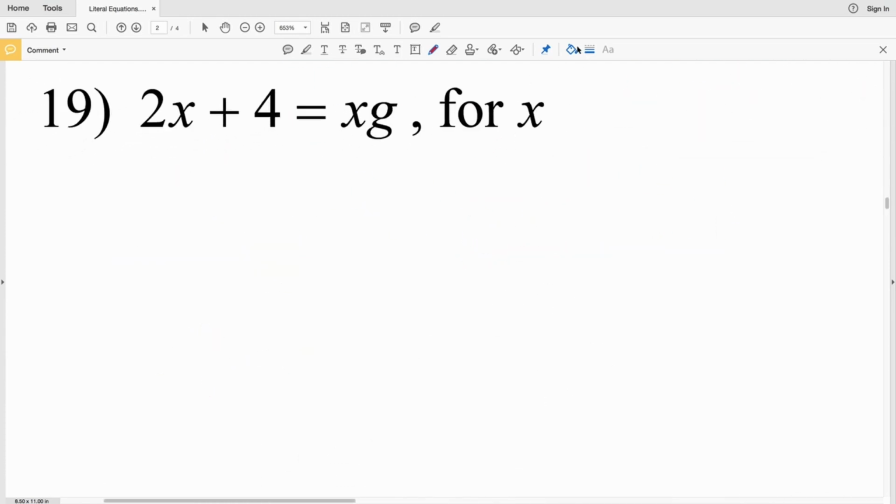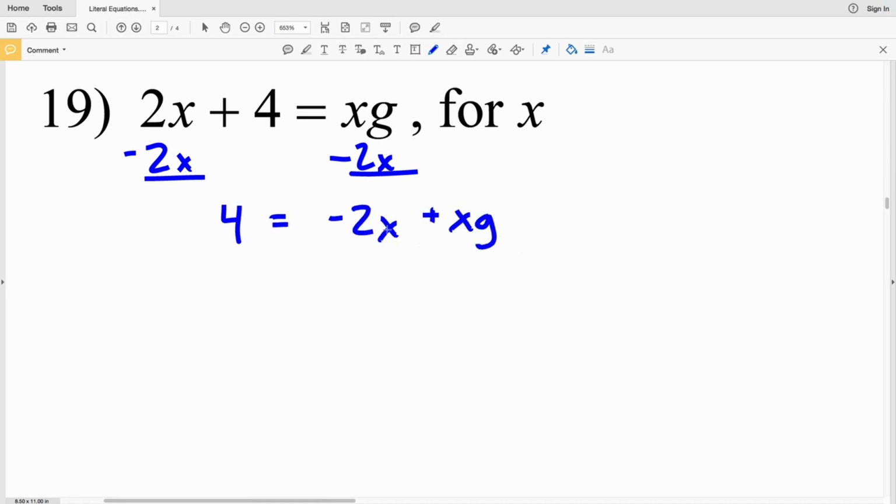In number 19, we're solving for x. In order to do that, we need the terms with the x's on the same side of the equation. So I'm going to move 2x to the other side. We'll have 4 equal to negative 2x plus xg. Once we're there, we'll be able to pull out an x from each of these terms. So we can say 4 equals x times negative 2 plus g. Since if we were to distribute that x, it'd be negative 2x plus xg. So we basically just reverse the distribution to pull that x out.